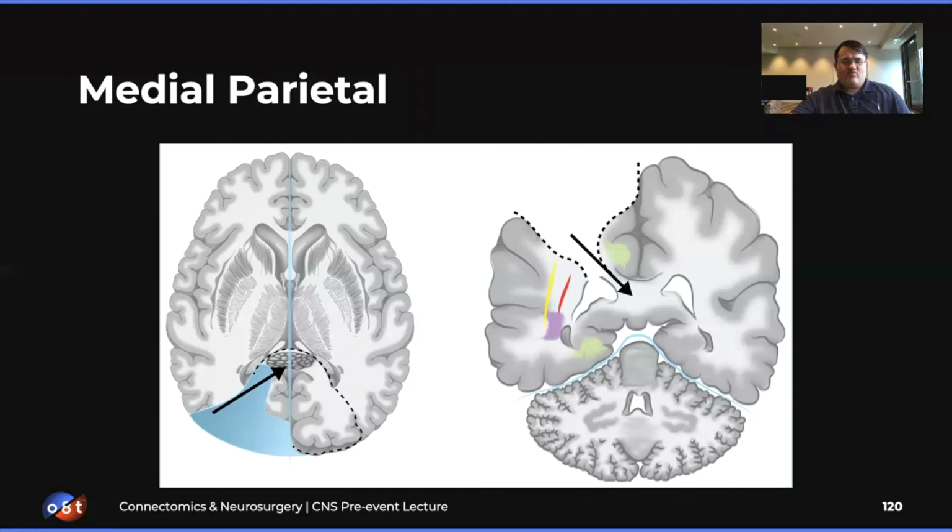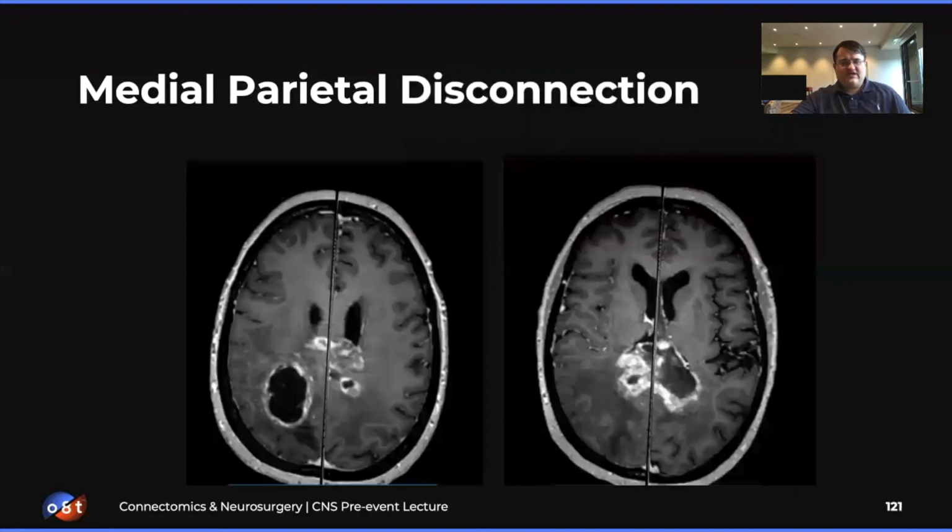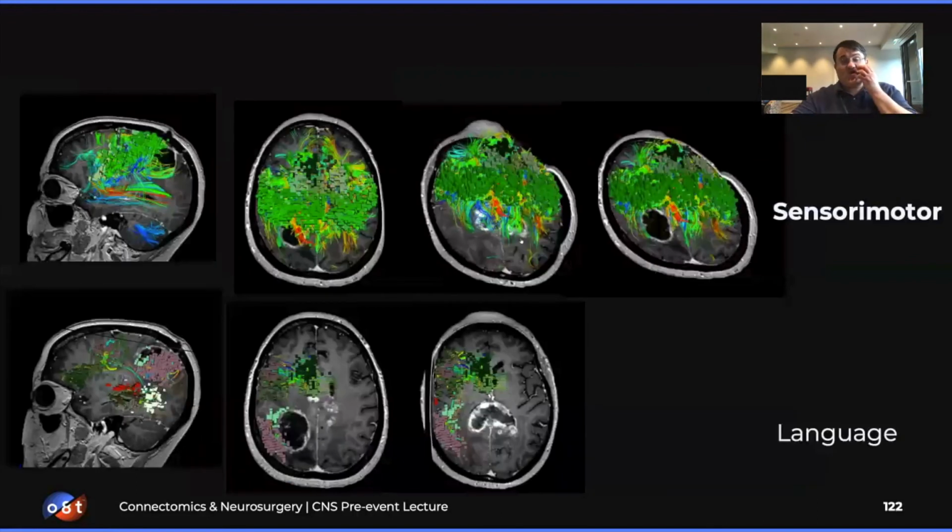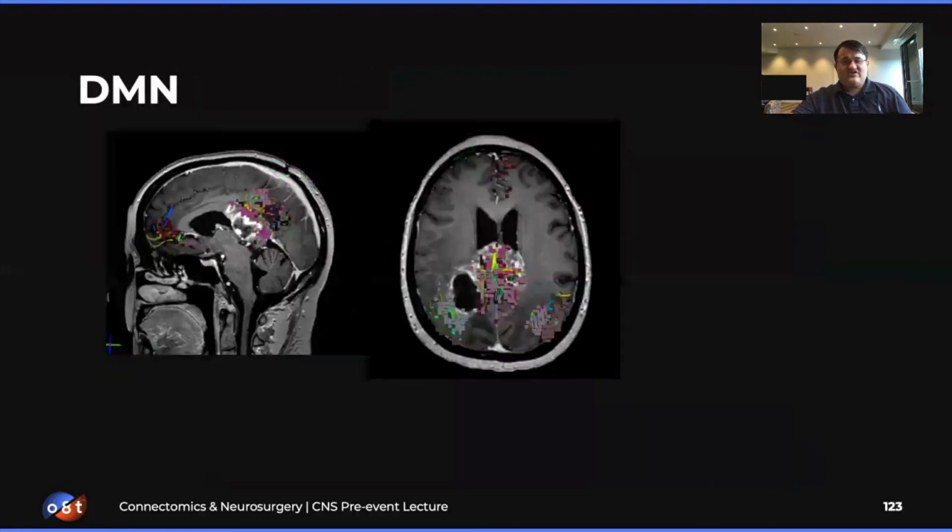Finally, looking at a medial parietal disconnection, you can see that in this very large butterfly tumor, there's a lot at risk. And so now we can get an understanding of why these tumors can be so bad. Not only is it impacting the sensorimotor system, that large cyst, and it's up against the language system laterally, but it's wrapped around the default mode network. And this is something that we never really thought of before, and we never could see it.